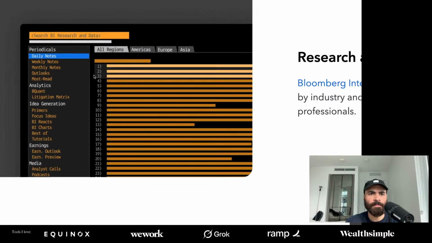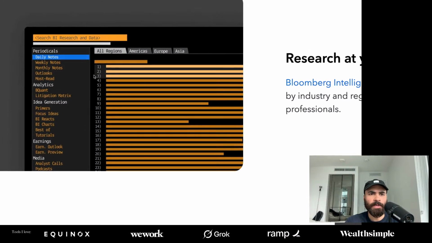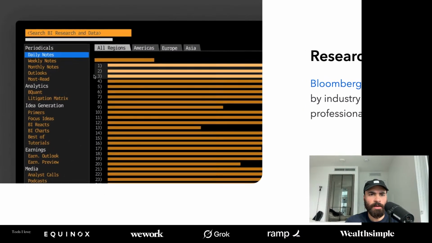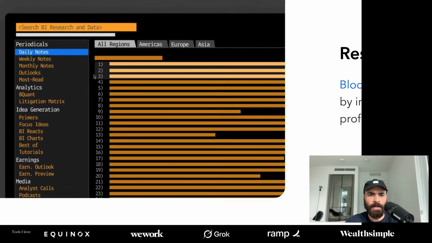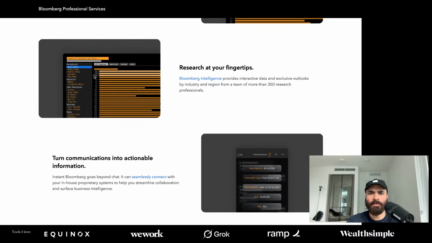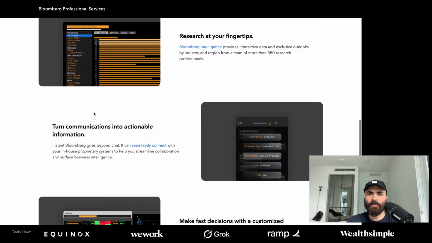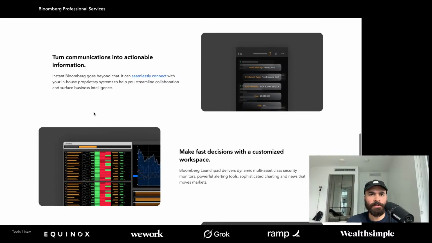Research at your fingertips. Daily notes, weekly notes, outlooks, most read. Analytics, idea generation. Earnings, analyst calls, podcasts. Research at your fingertips. Bloomberg Intelligence provides interactive data and exclusive outlooks by industry and region from a team of more than 350 research professionals.